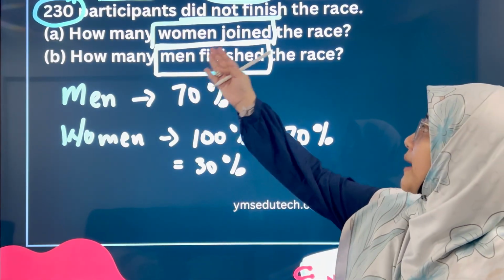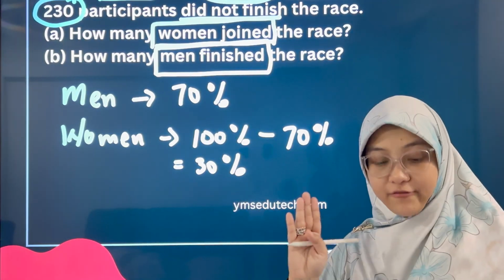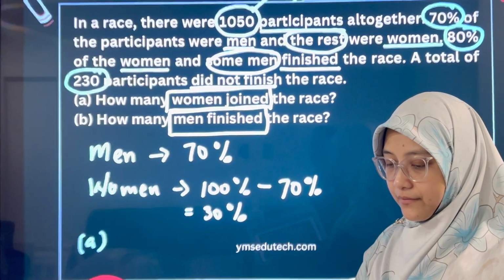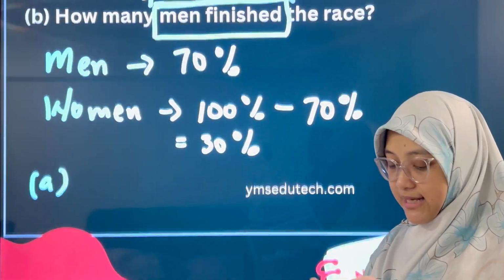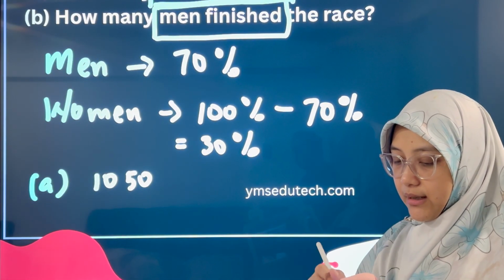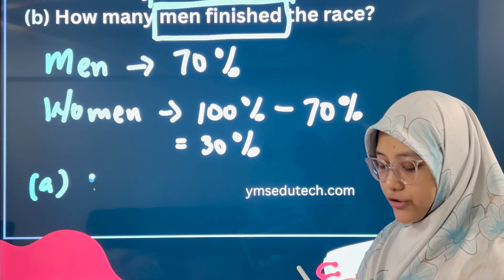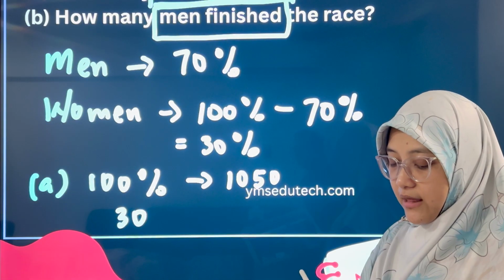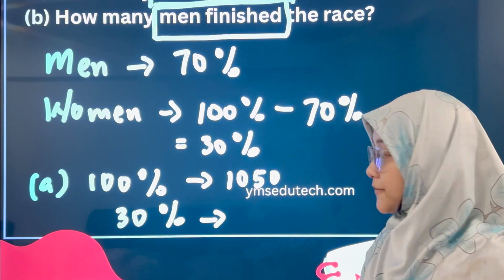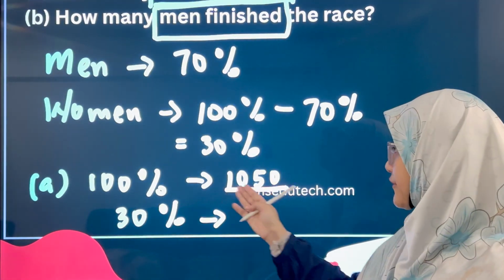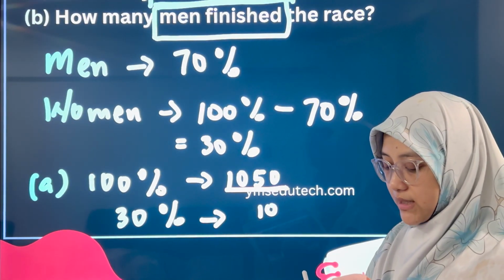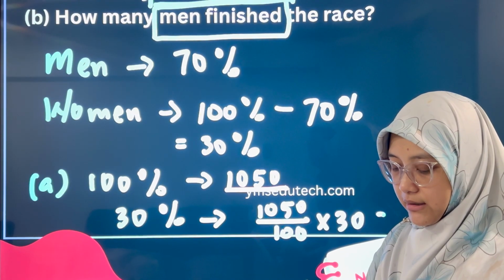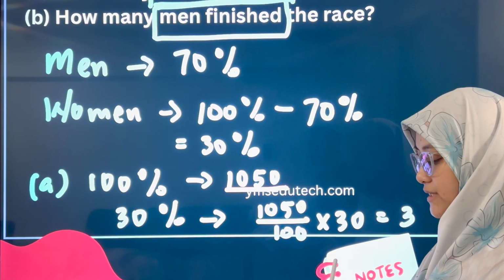Part A, the question wants to know how many women joined the race. And we have found out that in terms of percentage, there were 30% women. So let's solve part A together. If 100% is 1,050, let's list that down. We are interested in finding for 30%. How do we find 30%? Take the right hand side value, divide by the left hand side value, that is 1,050. You divide by 100, multiply by what you want, which is 30. Key this into the calculator. You get 315 women.